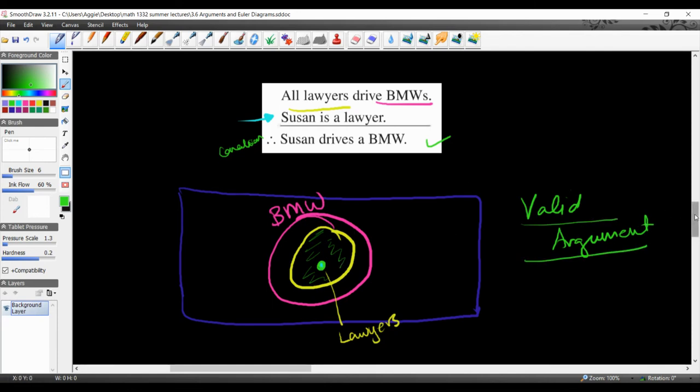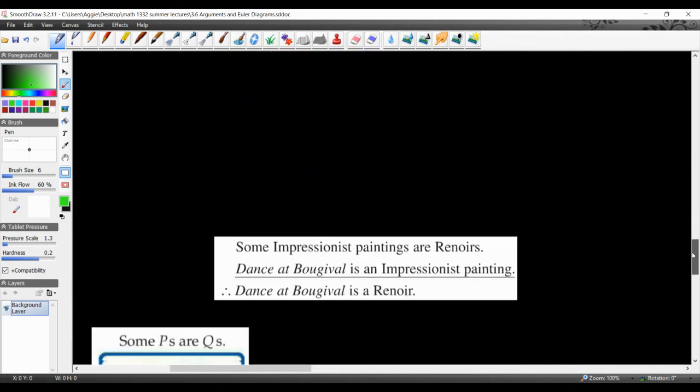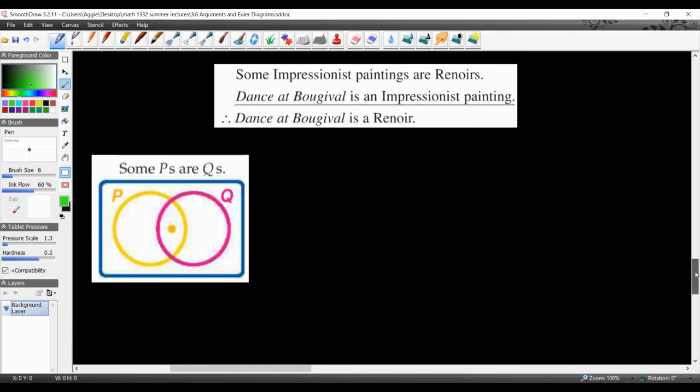Okay, much quicker than a truth table. Let's go ahead and do one more of these. Okay, and I went ahead and included the diagram for your reference. This one says that some Impressionist paintings are Renoirs. I hope I'm saying that right. Dance at Bougival is an Impressionist painting. Therefore, Dance at Bougival is a Renoir.